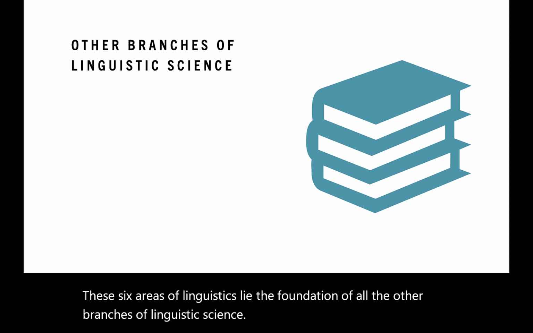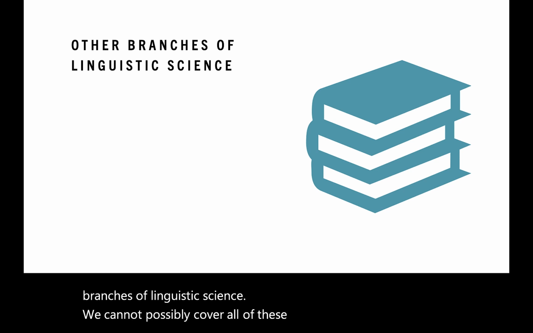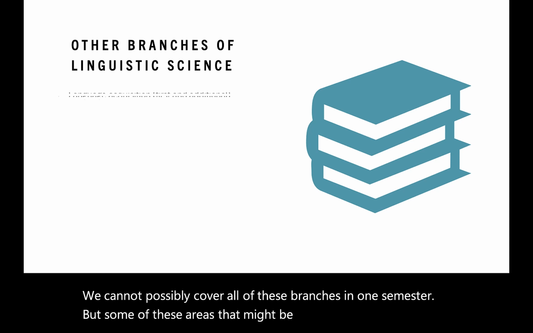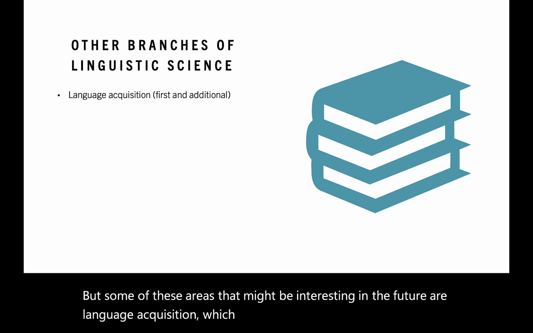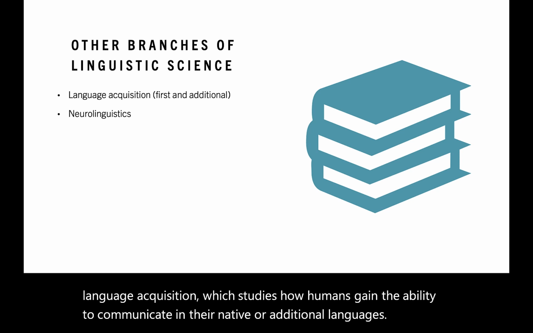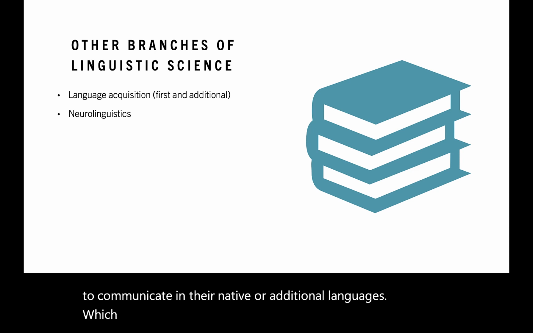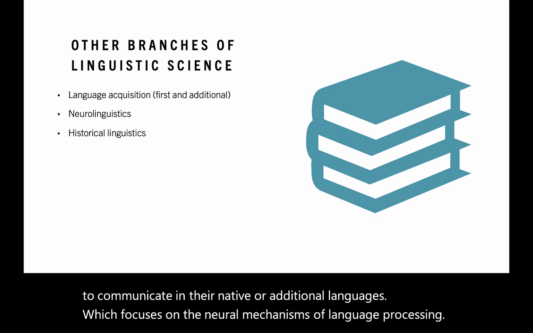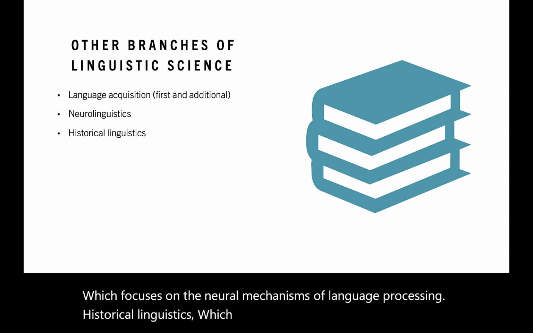We cannot possibly cover all of these branches in one semester. But some of these areas that might interest you in the future are language acquisition, which studies how humans gain the ability to communicate in their native or additional languages. Neurolinguistics, which focuses on the neural mechanisms of language processing. Historical linguistics, which explores the origins of languages and their development over the course of time.